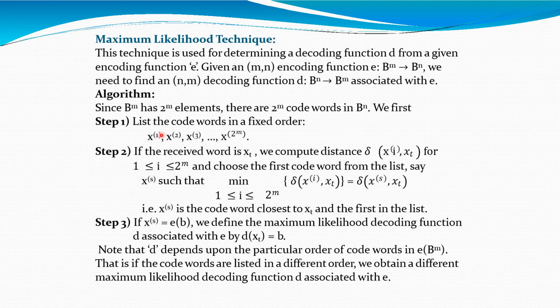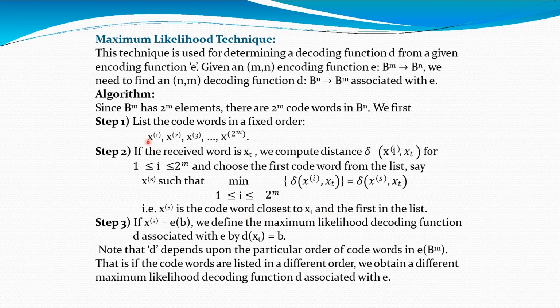Step 1. List the code words in a fixed order: x1, x2, x3, up to x2 raised to m, because these are 2 raised to m in number. Step 2. If the received word is xt, we compute the distance delta xi xt for 1 less than or equal to i less than or equal to 2 raised to m, and choose the first code word from the list, say xs, such that the minimum of delta xi xt is equal to delta xs xt. That is, xs is the code word closest to xt and the first in the list.